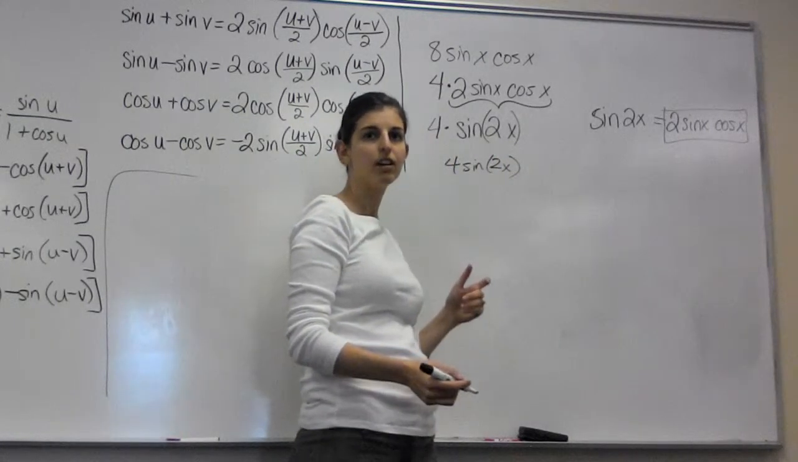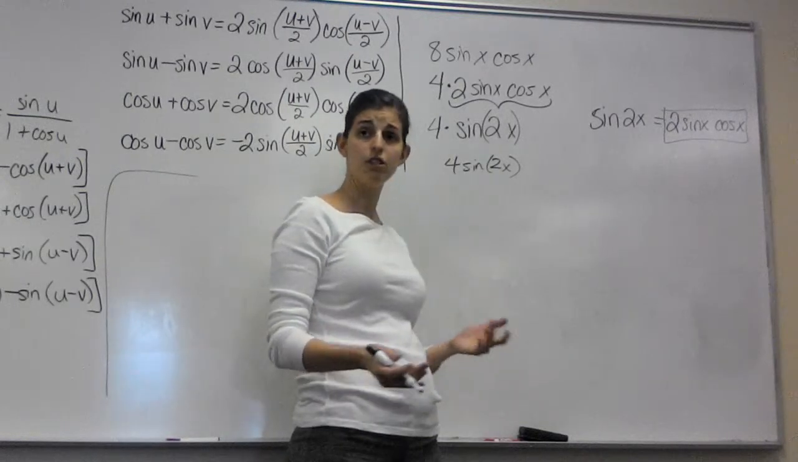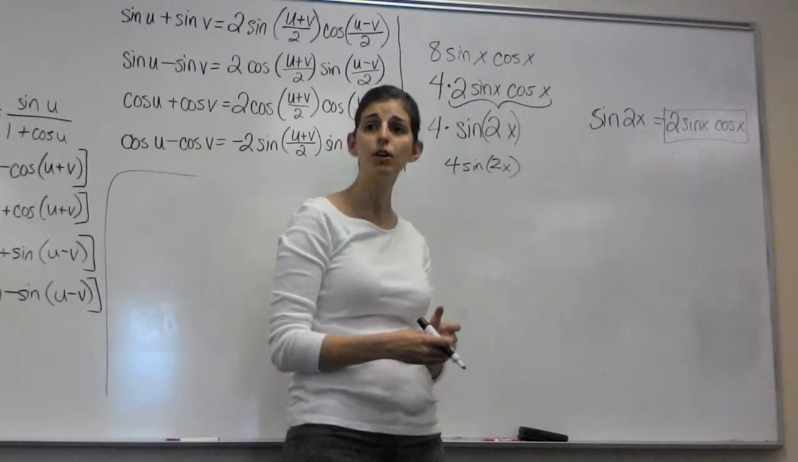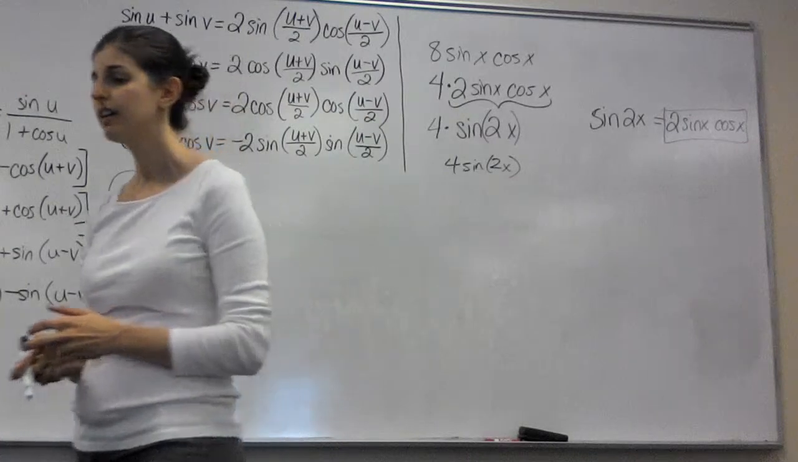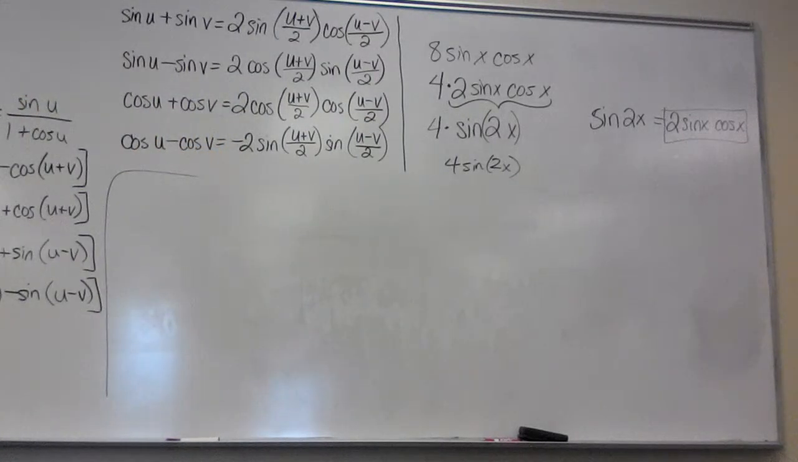So that's the answer? You did what was asked. You rewrote it with the double angle formula. Wait, what were the instructions for that one? It was to use a double angle formula to rewrite the expression. So you're looking for one of these things over here, probably the result, the equal sign side. That's what I'm using to turn it into a double angle formula.